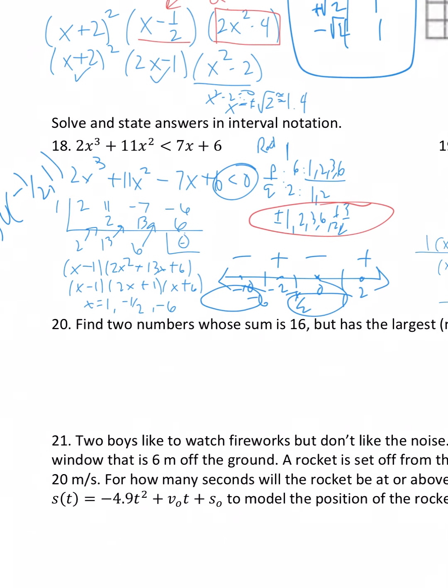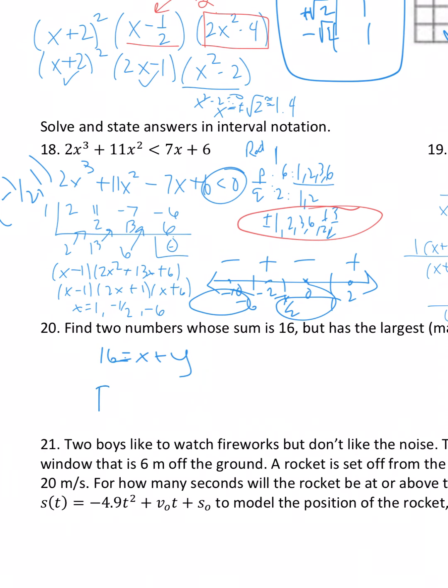Number 20, find two numbers whose sum is 16. So let's just say I take x plus y, and I want that to be equal to 16, but has the largest product. Remember, product means multiply. So this is very similar to the fencing problem, where, if you remember, I want to try to find a maximum or a minimum, and I am trying to use two variables. The best way to do it is to rewrite one variable in terms of the other.